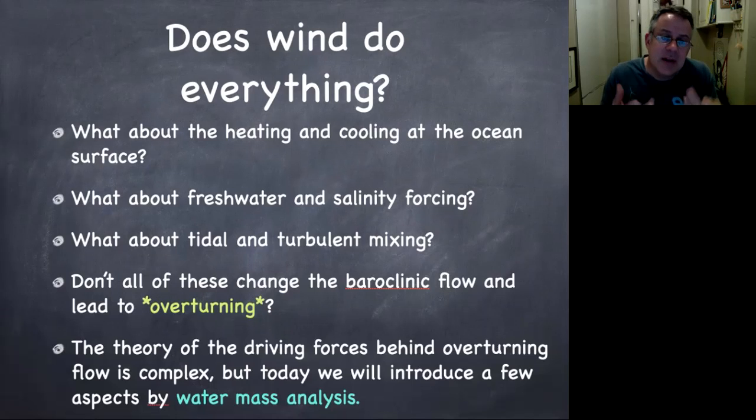With turbulent mixing, we haven't really touched on it very much except to say that it works in the Ekman layer, a little bit in the upwelling zones, but what about turbulent mixing down in the interior of the ocean or down at the bottom of the ocean? How does that work? So all of these affect the baroclinic flow, and maybe they lead to overturning or mixing or something. So the theory of the driving forces behind the overturning is a little complex, but we're going to try and touch on a few of these points by thinking about it from the perspective of water mass analysis.